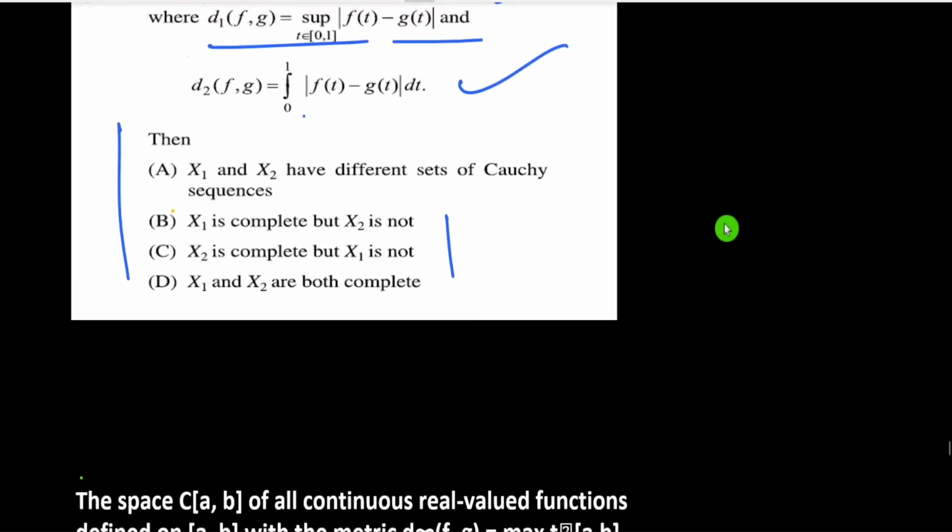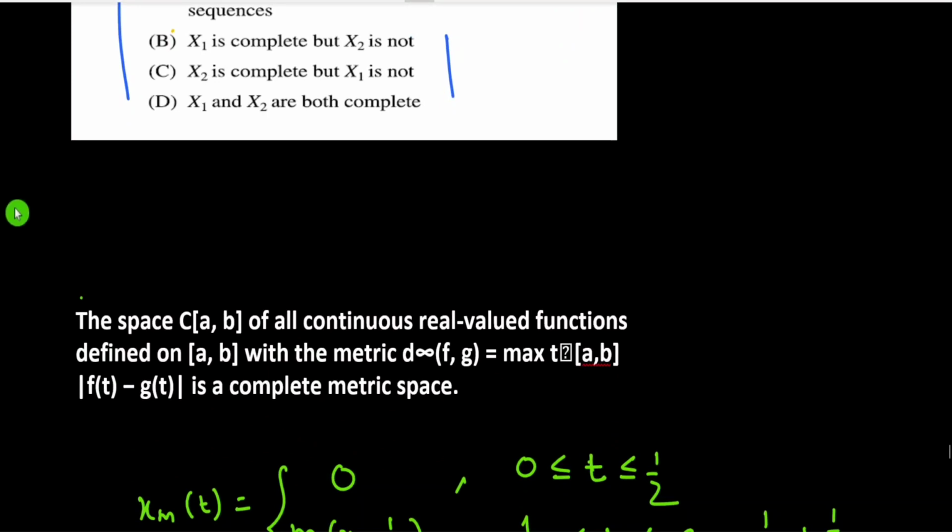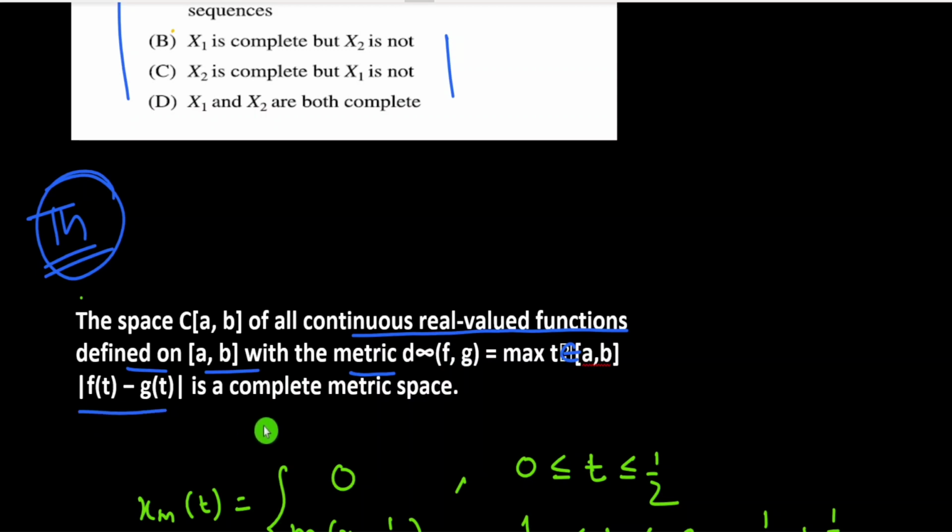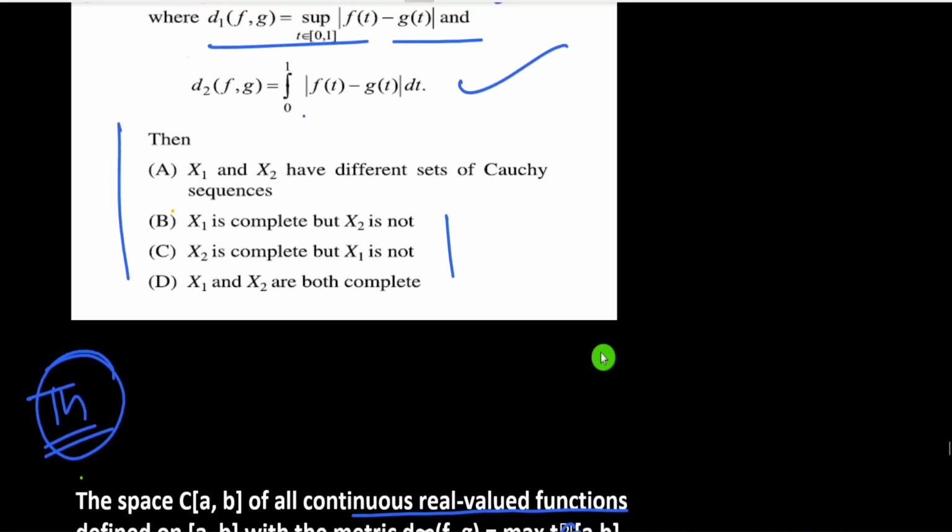Now, to solve this question, there is a theorem. This question is based directly on a theorem. The space C[a,b] of all continuous real valued functions defined on [a,b] with the metric d infinity, that means maximum over t belonging to [a,b] of the modulus of this, that is the supremum metric, is a complete metric space. Therefore, X1 is a complete metric space. Therefore, option C is not correct.